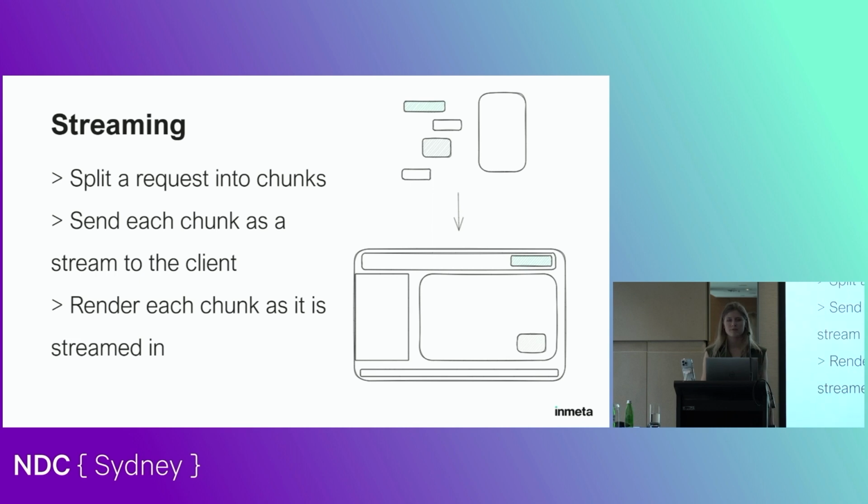Let's also mention the concept of streaming. It's a part of the Fetch API of ES6. It's available in React 18, and it's a big part of React Server Components performance. Streaming allows you to break a request down into smaller chunks and progressively send those chunks from the server to the client, and then render each chunk as it's streamed in. We can use it to send components down to the client as soon as they've been generated.